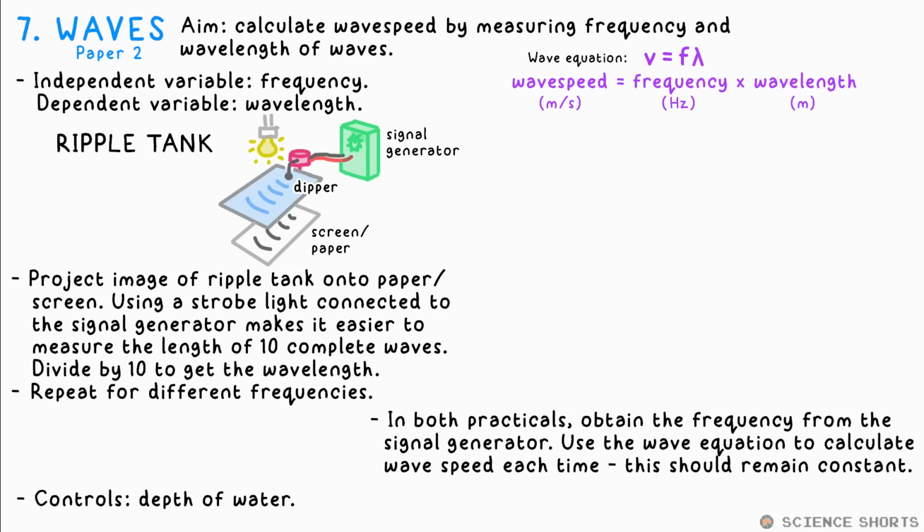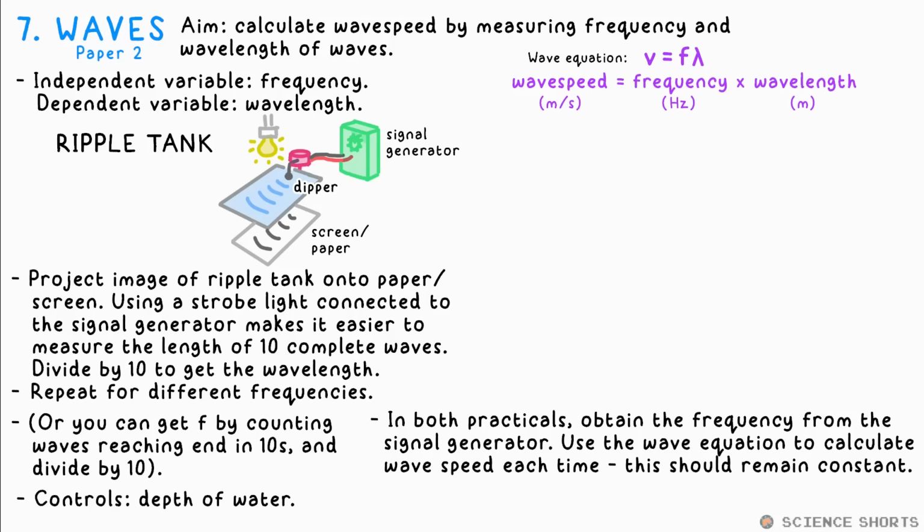If you change the frequency, the wavelength will change, but according to the wave equation v equals f lambda, the wave speed v should remain constant. That is, unless you change the depth of the water. You could also just count the number of waves reaching the end of the tank over 10 seconds if they're slow enough, then divide by 10 to get the frequency, waves per second.